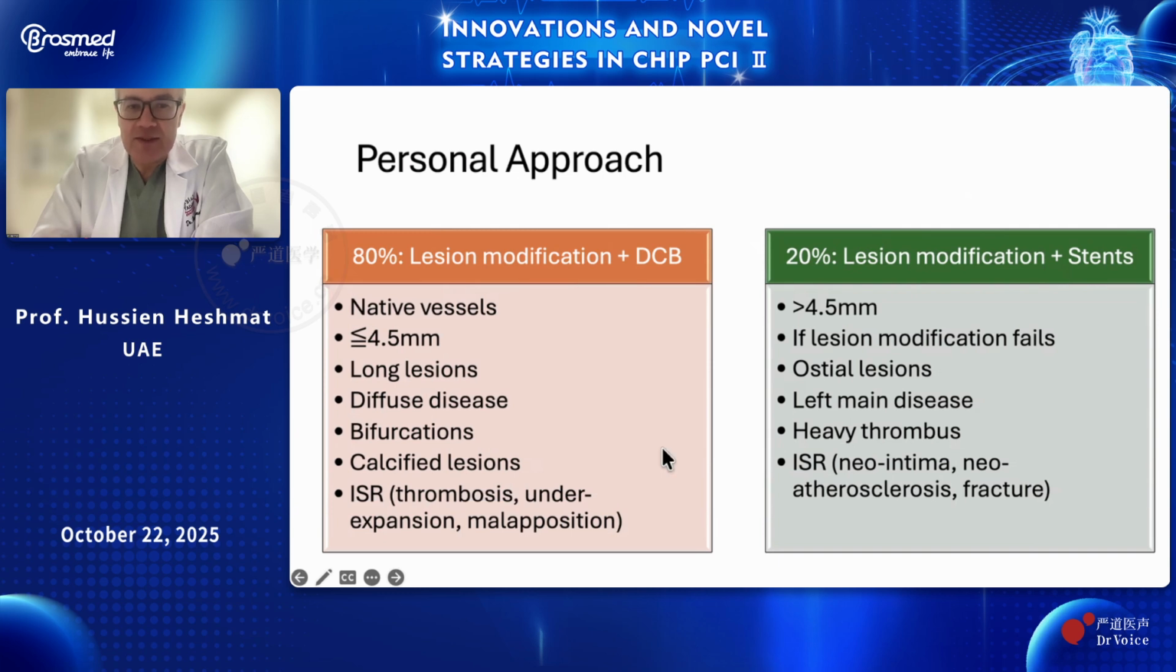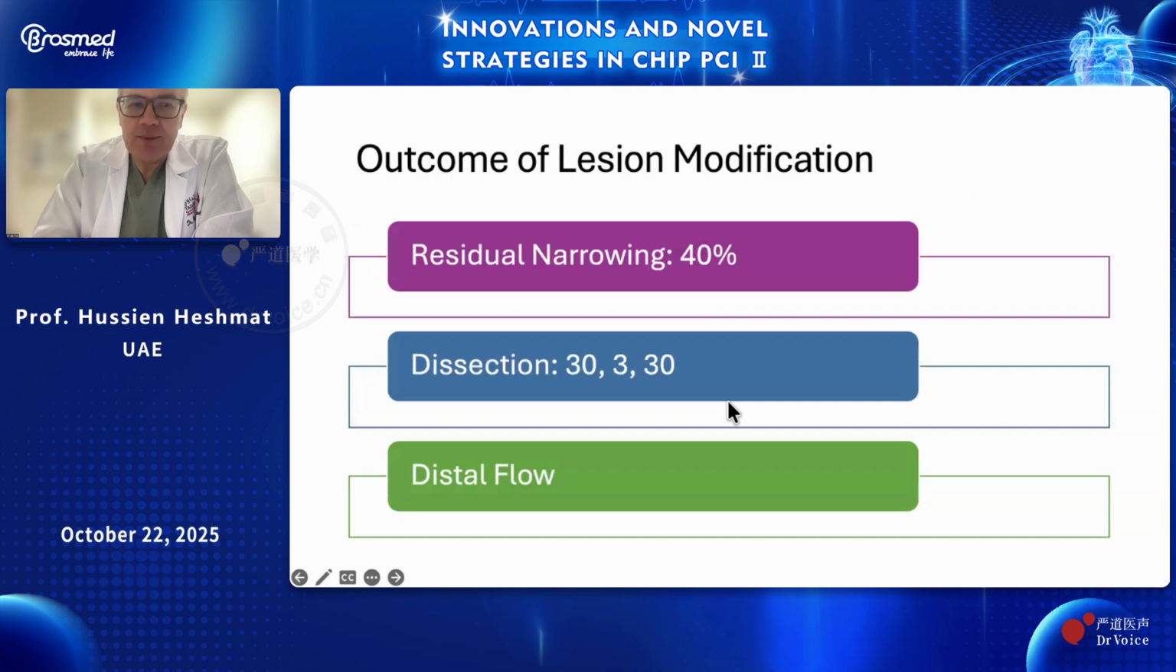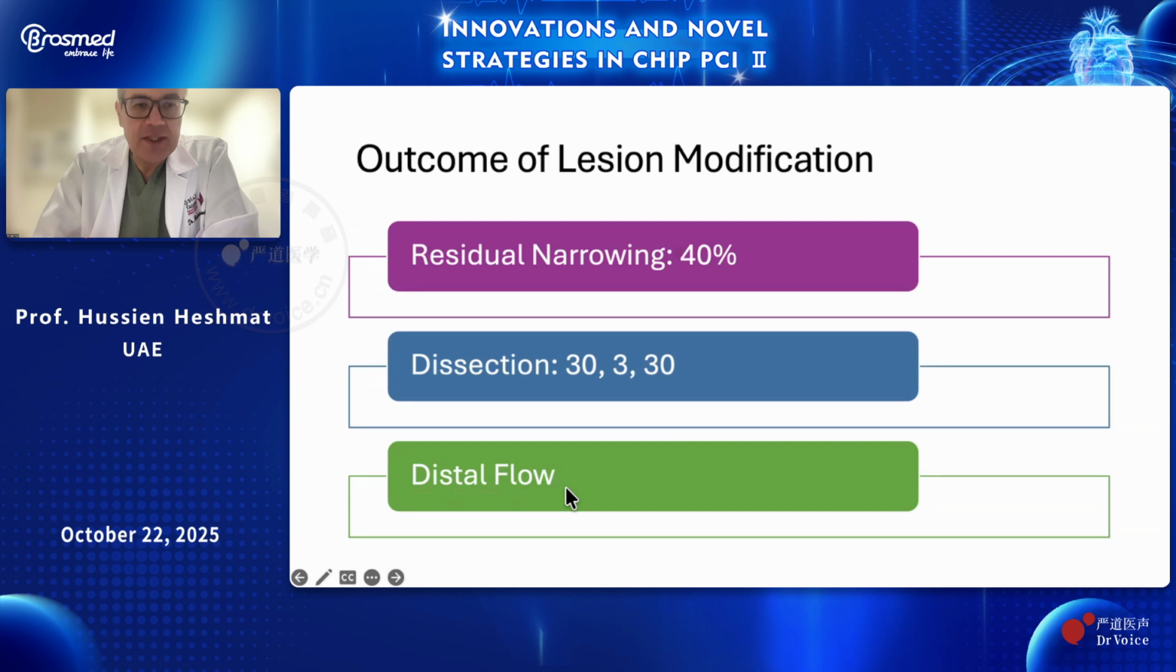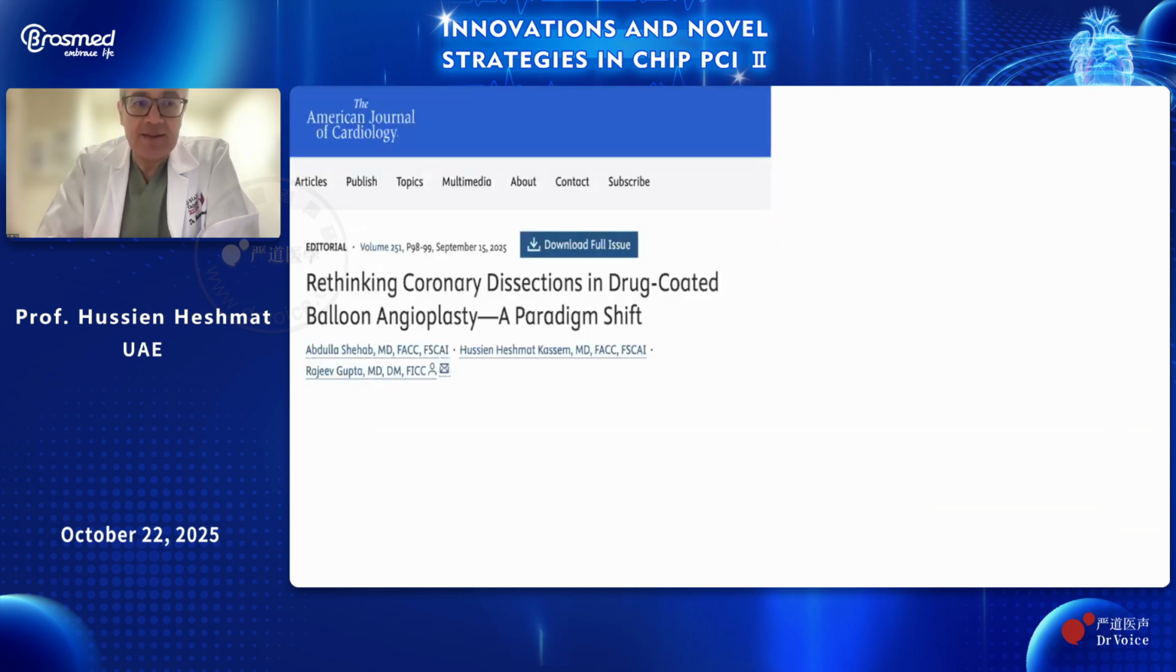And the whole essence of balloon angioplasty, regardless of drug-coated balloon or stents, is lesion modification. You need to modify this atherosclerotic atheroma living in the vessel wall so that it does not produce more events in the future and does not encroach on the lumen. After we do lesion modification, we assess the outcome. If we have a residual narrowing less than 40%, distal flow of TIMI 3, or a controlled dissection, and we'll discuss the 33-30 rule, then we can definitely proceed with drug-coated balloons. If not, then we must consider stenting.